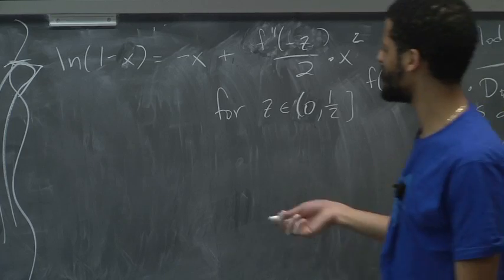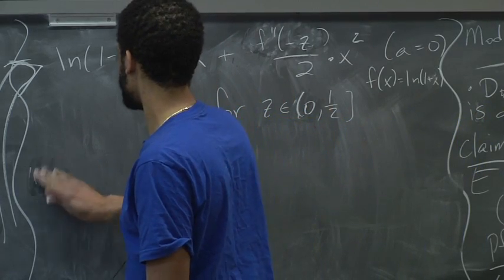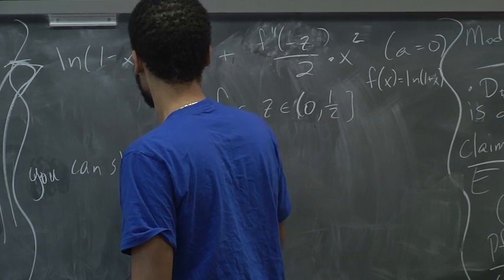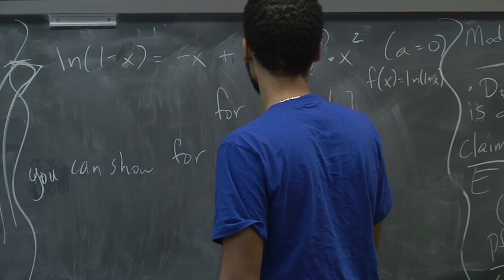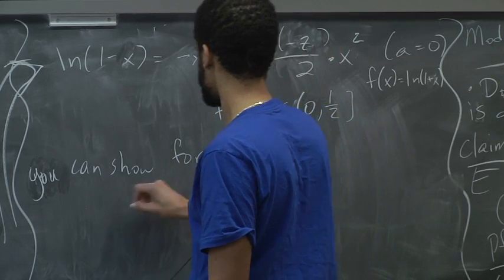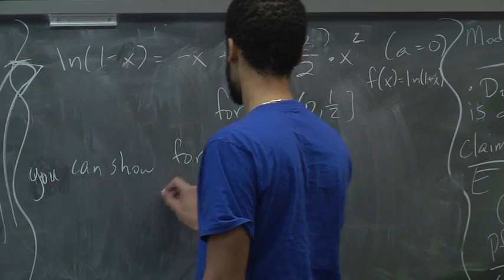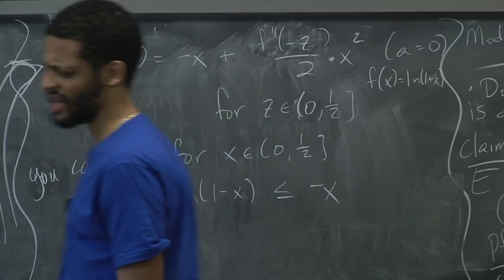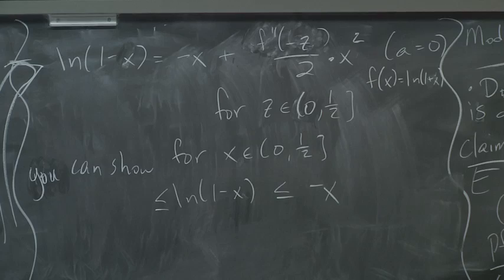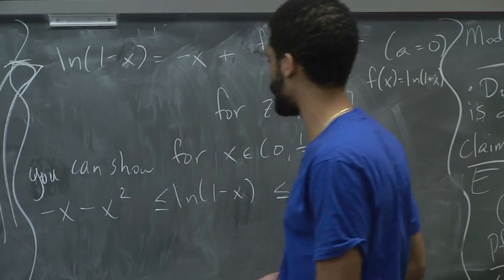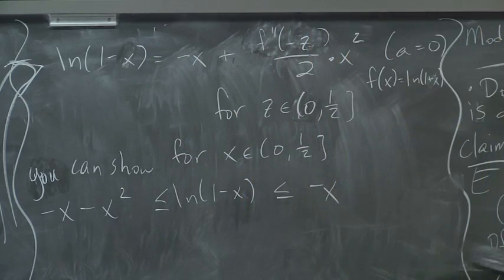Yeah, I think you can say that, you can show, for x in the range from 0 to a half, ln of 1 minus x is certainly at most minus x, and it's at least minus x squared or something like that. Basically just for this Taylor's theorem reason.